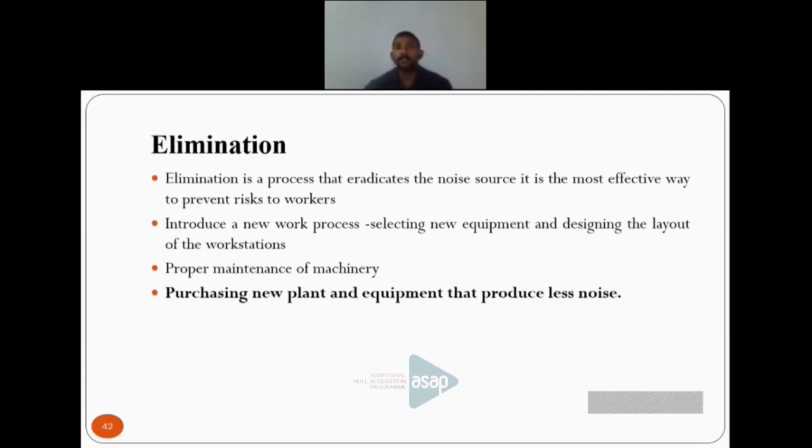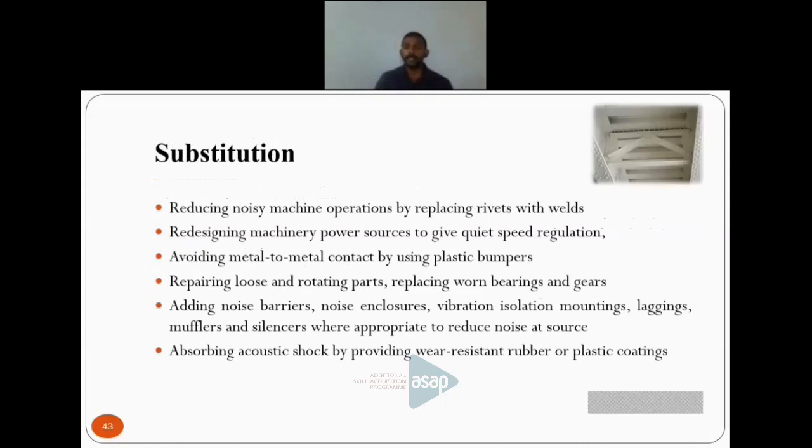And the next is the work process: selecting new equipment which has less noise. Next is proper maintenance of the machinery, and purchasing new planned equipment that produces less noise. That is elimination from the source itself; there should not be any noise further when it is working, or in the case of an industry. Next is substitution. Substitution means there is already an existing industry, so we substitute something already existing, using another material that produces lesser noise.